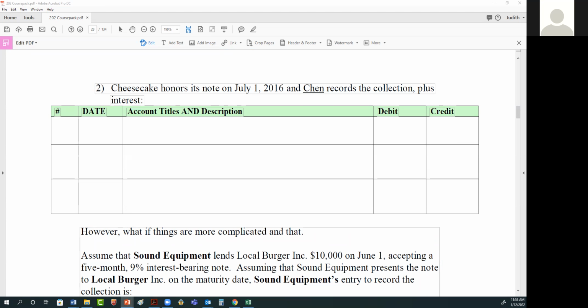At this point, do they know that they're not gonna be able to pay on time? So we have to make an allowance for that. No, they are going to pay on time. They're just going to pay a few months late.